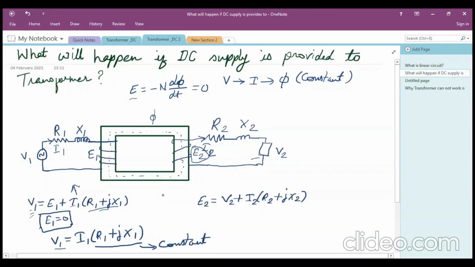So this is all about what will happen if DC supply is provided to the transformer.